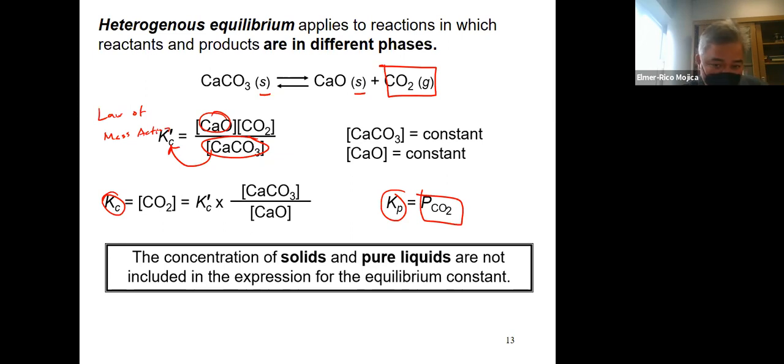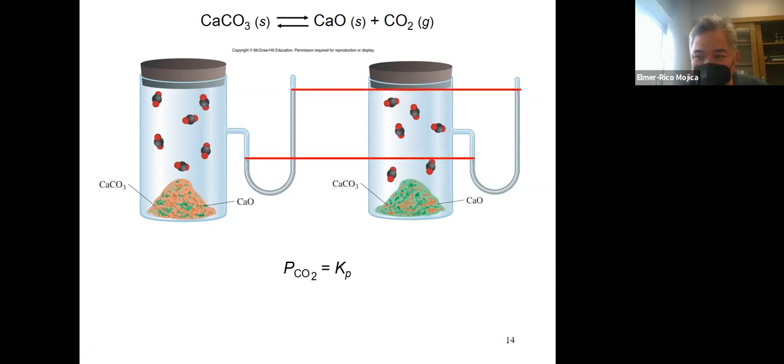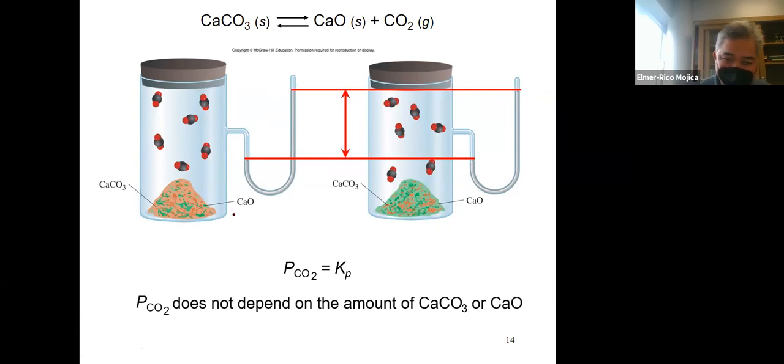Now, how do we picture this? Let's say we have a reaction system like this one. What do you have there? The calcium carbonate, and if you allow it to react, it produces calcium oxide. And then, where does the CO2 come in? You look at the difference in the pressure. Because the partial pressure of your CO2 does not depend on the amount of the calcium carbonate and the calcium oxide. It depends on the amount of the CO2 itself. So you don't include solids and liquids.